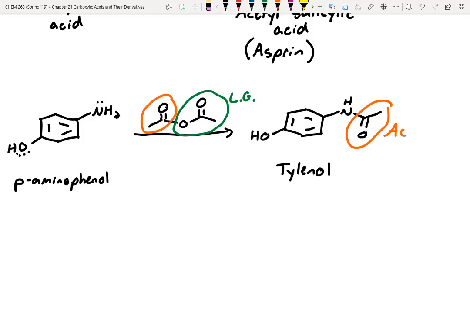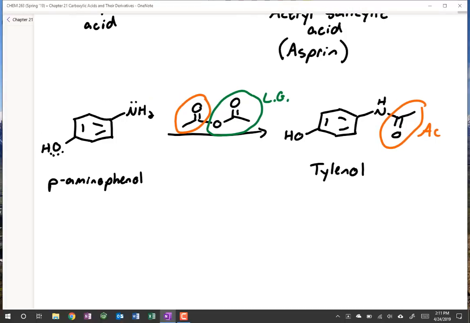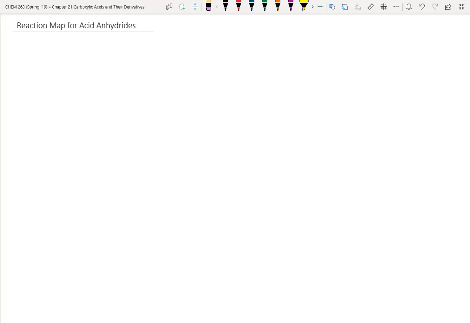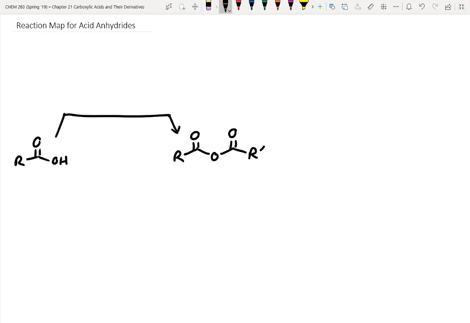All right, so let's just finish up today, I think, with our map for acid anhydrides. A lot of this will look pretty dang similar. So we've got our carboxylic acid off to one side. I'll put my anhydride in the center. How can we go ahead and make this anhydride? We kind of briefly talked about that.